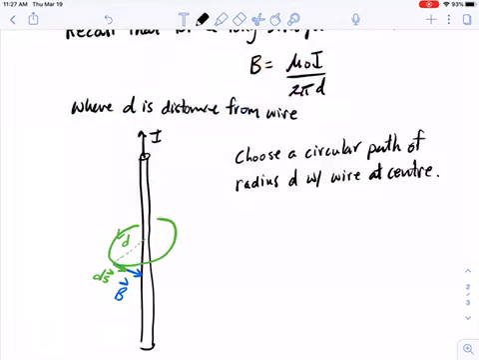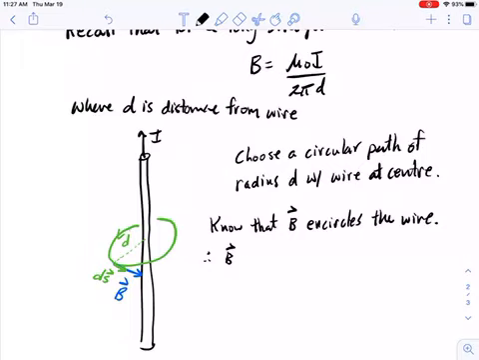Okay, so we know that B encircles the wire. Therefore, B is parallel to ds for our chosen circular path.